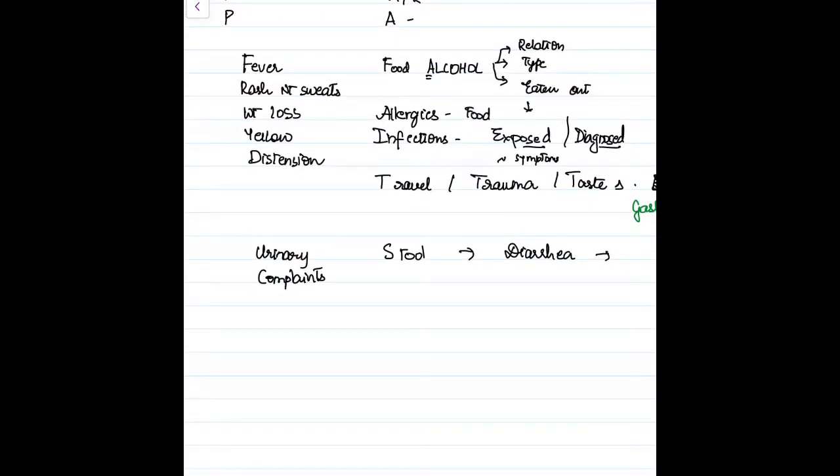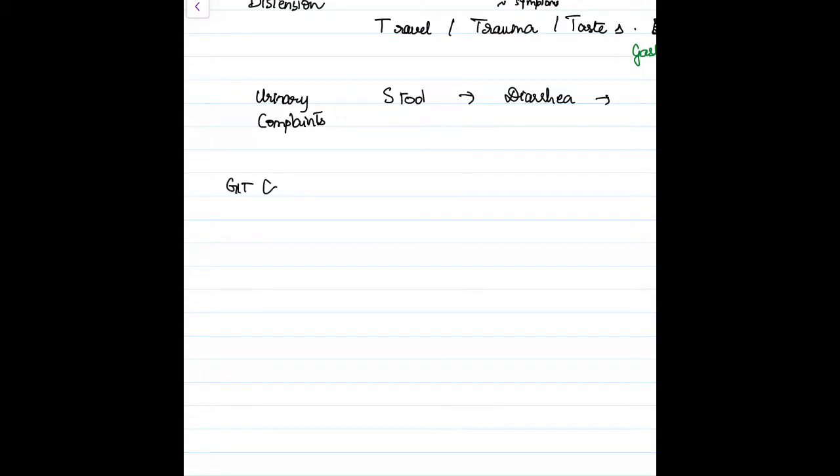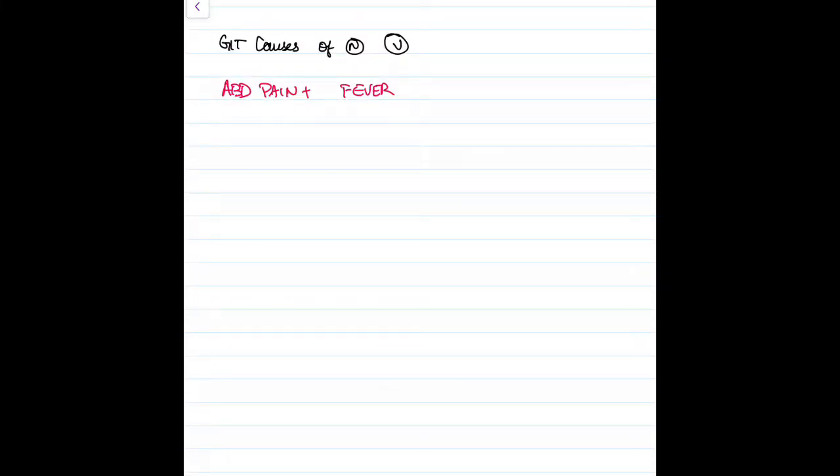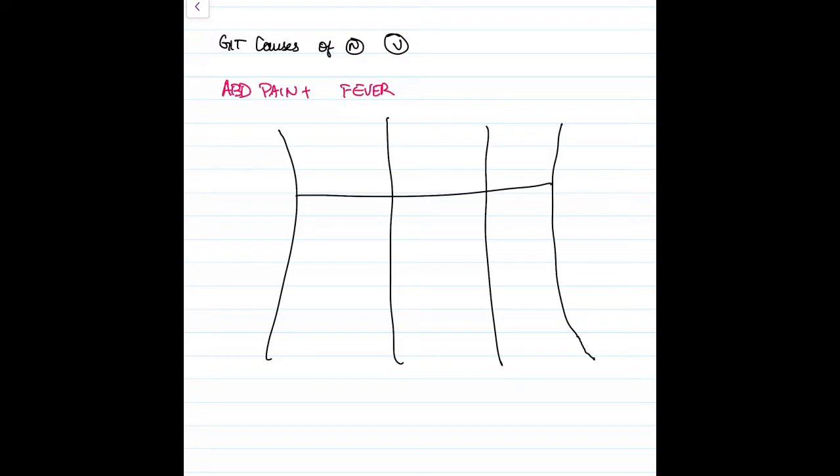And also remember pancreatitis. So when we think about nausea and vomiting, and like I said, this is what GI causes of nausea and vomiting. Now the symptom is abdominal pain plus fever. So here we have our abdominal quadrants. And what are the causes of abdominal pain plus fever? It can be hepatitis, and it can be acute cholecystitis.